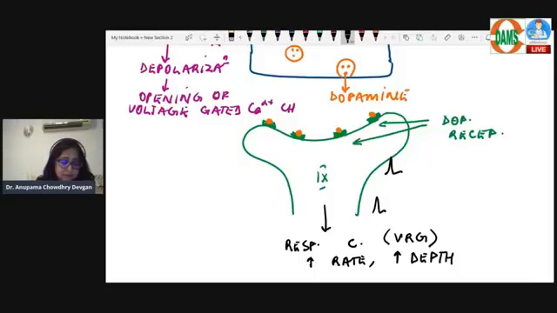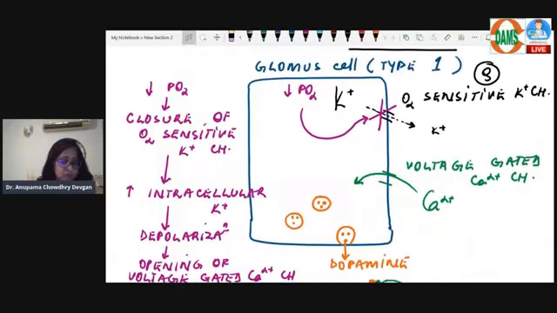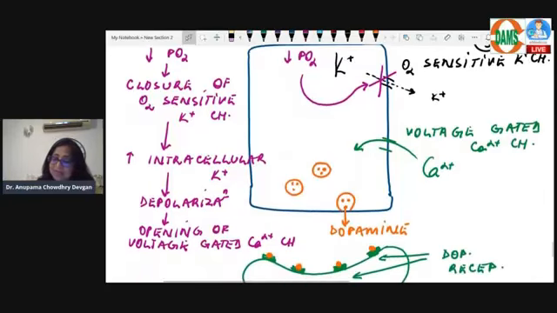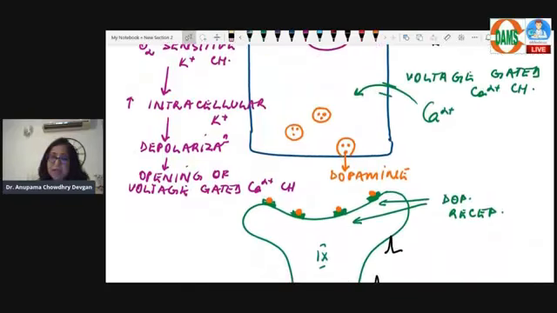These are decrease in PO2. If there is less PO2 outside the cell, there will be less PO2 inside the cell. Isn't it? So less PO2 inside the cell when the cell is receiving less oxygen. Less PO2 inside the cell causes closure of these oxygen-sensitive potassium channels, which in turn will cause increase in intracellular potassium, depolarization, opening of voltage-gated calcium channels, influx of calcium, release of dopamine.